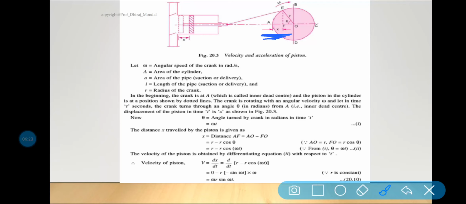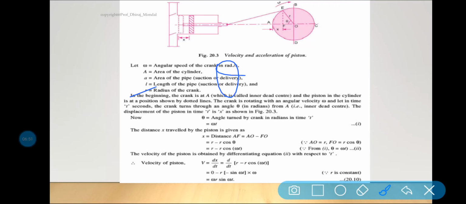So you can see, omega is the angular velocity of the crank, A is the area of the cylinder, and small a is the area of the pipe, that is, in the delivery and suction pipe. Also in the delivery pipe, the small area is pi by 4 small d square.